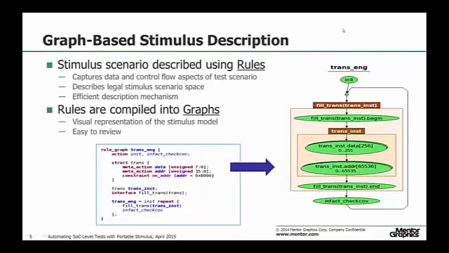It can be easy to review and share between different domain experts such as verification engineers and software engineers. It's not specific to a certain language or domain, so it enables a high degree of horizontal reuse in that respect.